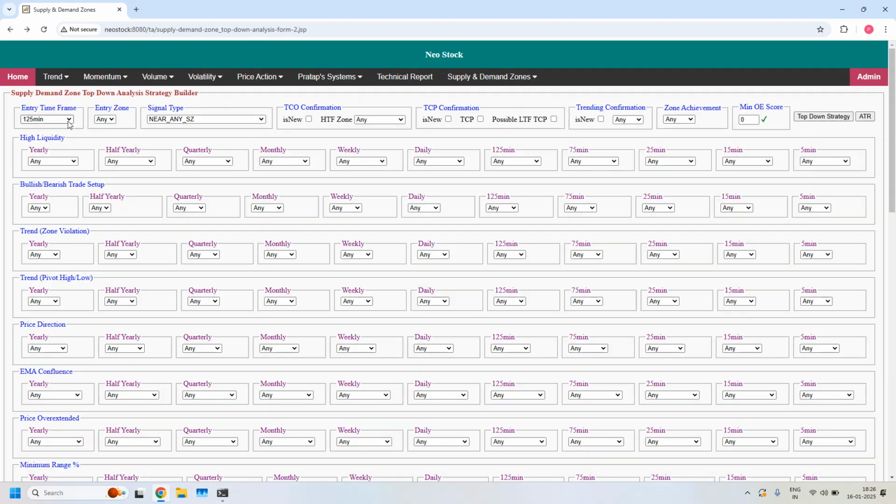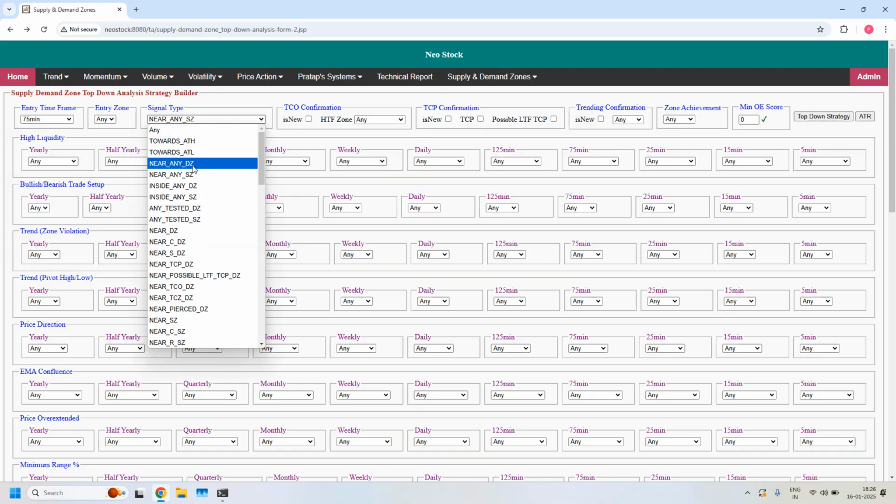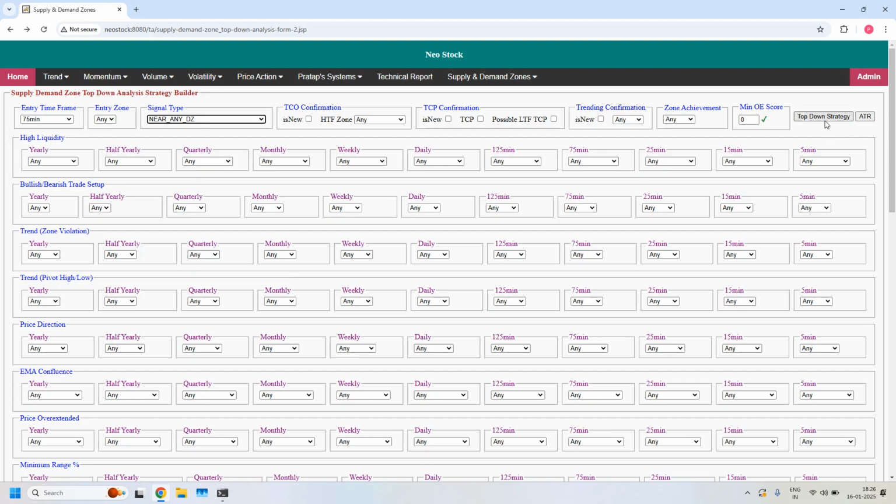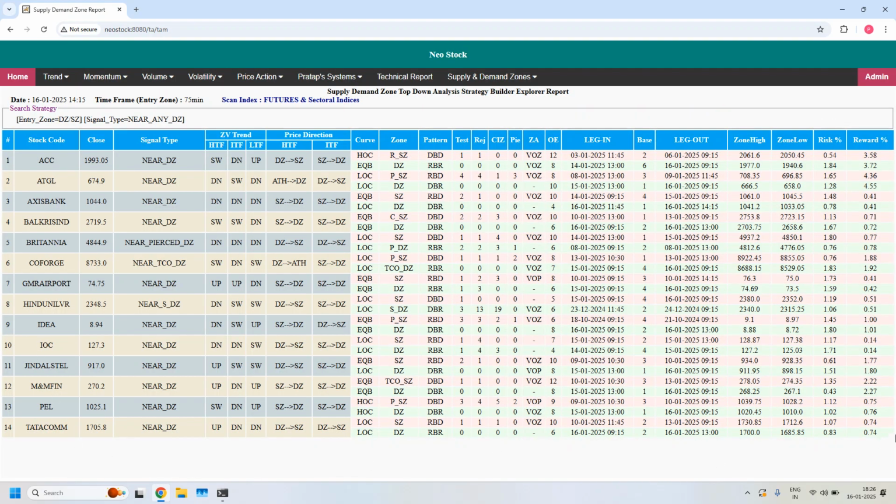Next time frame is 75 minutes. Entry time frame 75 minutes. Let us find the stocks near 75 minutes demand zone. We got 14 stocks. Out of these 14 75 minutes demand zones, how many high liquidity zones are there? Let us identify.